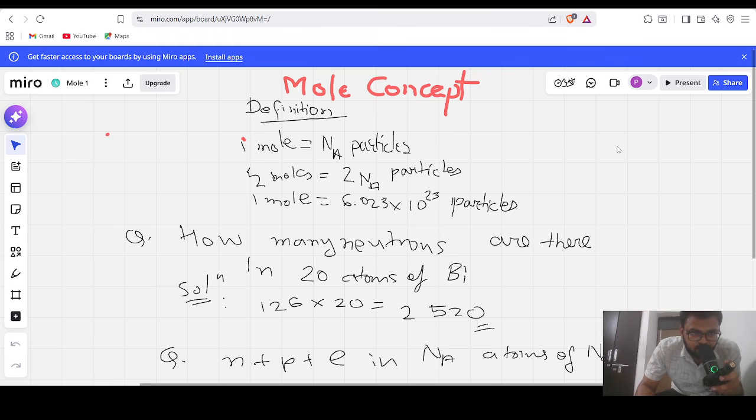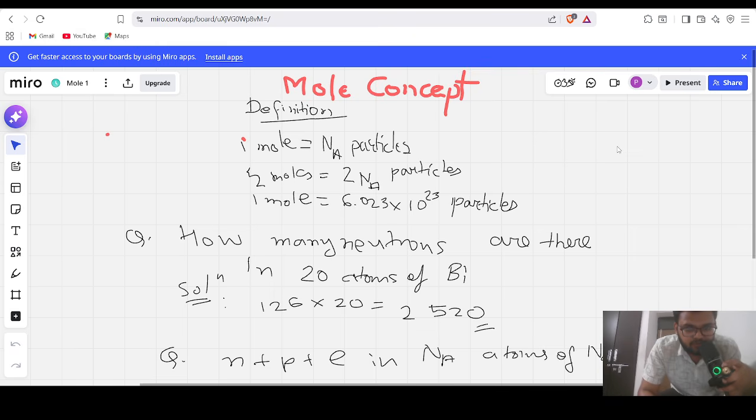Today we are starting mole concept, and this is the first lecture. We will cover everything in detail, and we will also cover the basics. We will take it to an advanced level. This is beneficial for NEET, JEE and board students also.